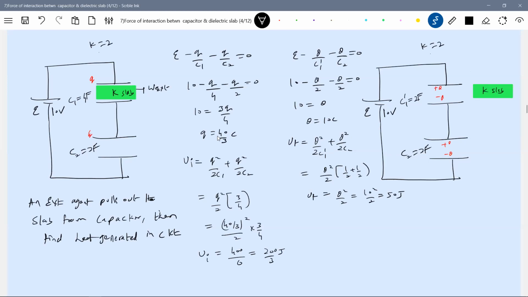Look, U_F is less than U_I, no? The potential energy of the circuit got decreased. The external agent also did work. Where did it all go? Work done by the cell and heat generated. Is there heat generated? Yes, we don't know, but we have to calculate it. So I'll proceed here now. This one, U_I, I'll indicate by red color. This will be U_I plus work done by the cell plus work done by the external agent equals U_F plus heat generated.